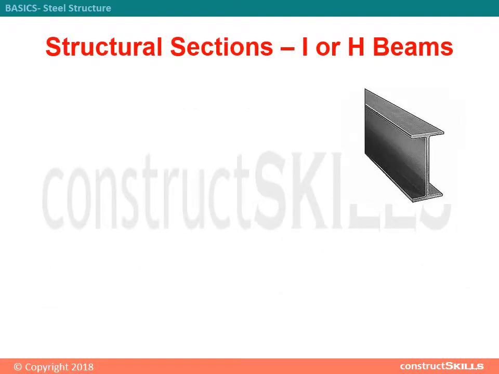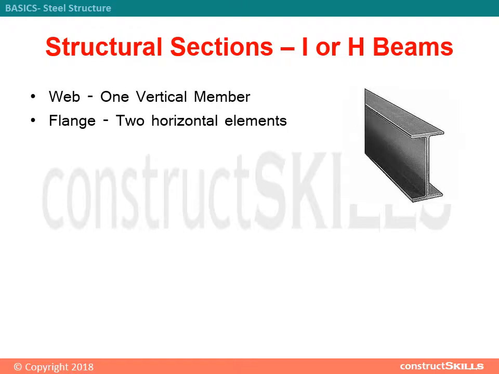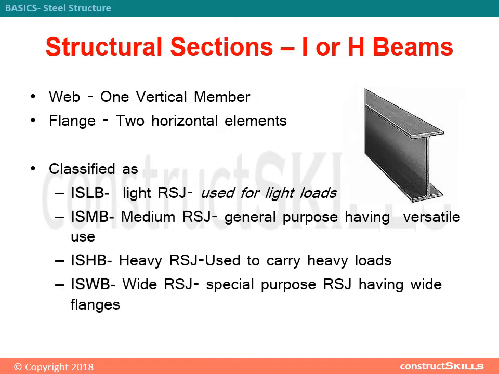Structural sections. I or H beams. Web, one vertical member is known as web. Flange, two horizontal elements are known as flanges. It is classified as follows. First is ISLB or Indian Standard Lightweight Beam. It is light rolled steel joist and used for light loads.